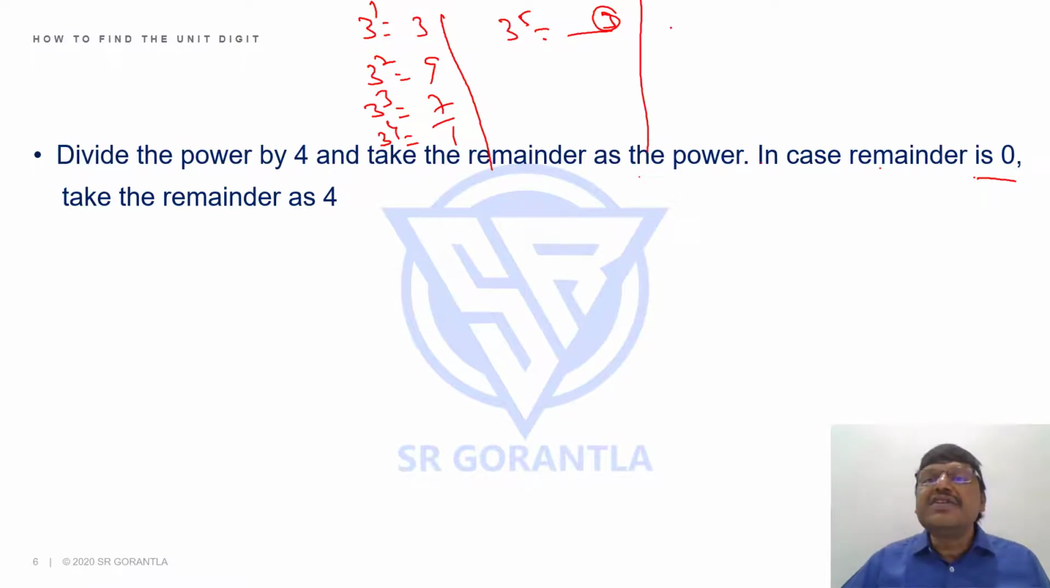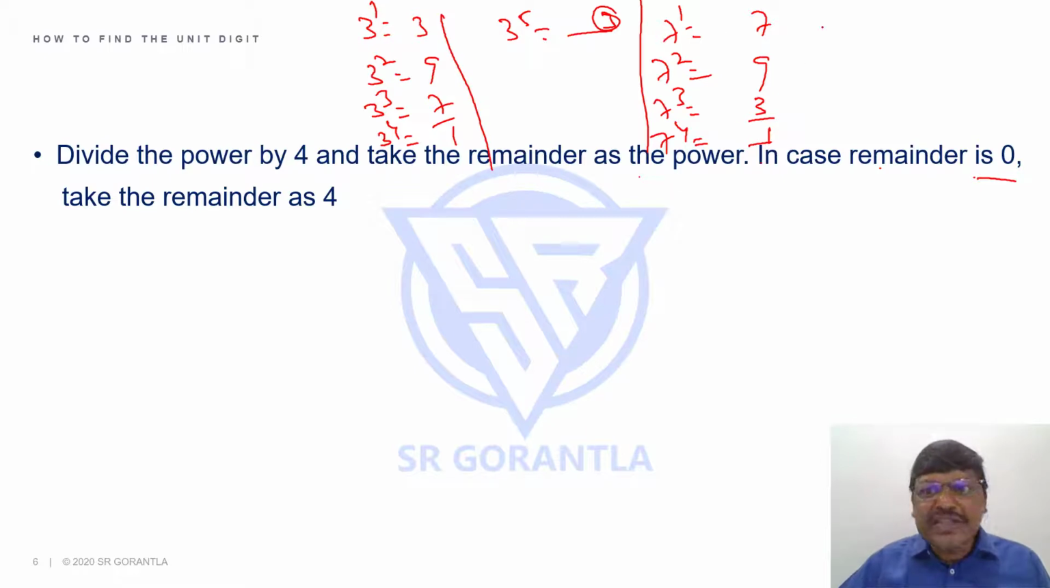Yes. Similarly, 7, students. 7 power 1 is 7, 7 square is 49, 9, 7 cube is 343, 3, 7 power 4 is 2401, 1. I am writing unit places. 7 power 5 is 16,807, again 7. Is it repeated or not? Yes. You can check for 8 also.